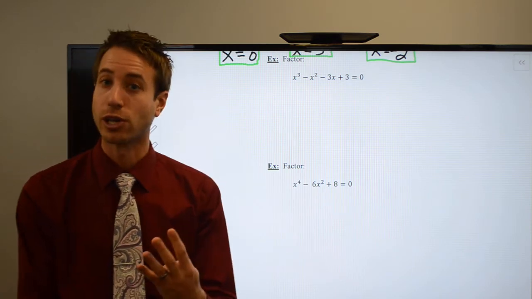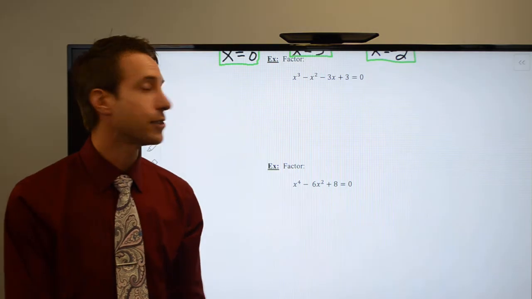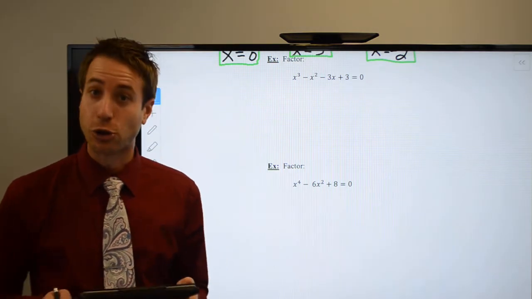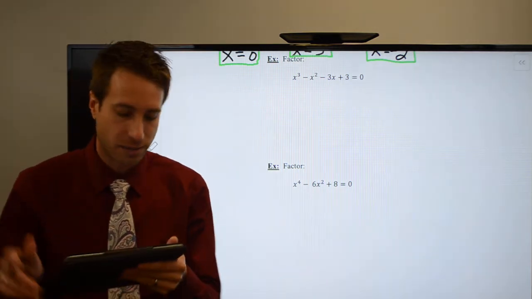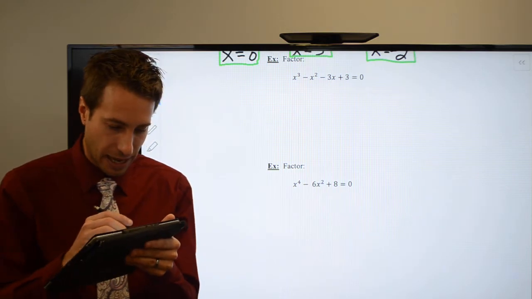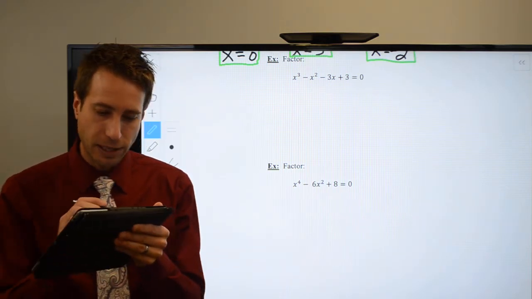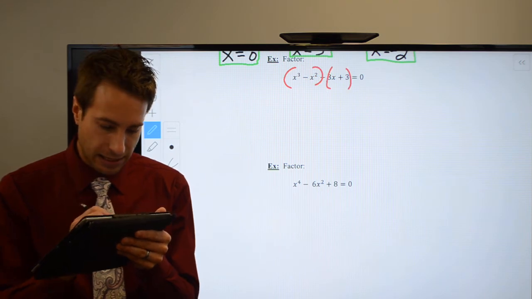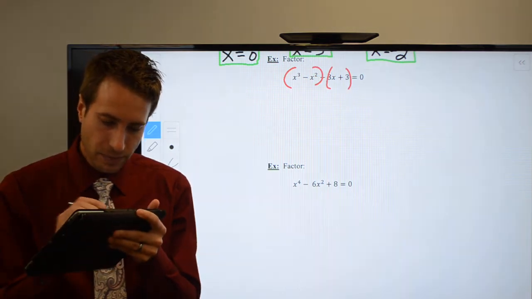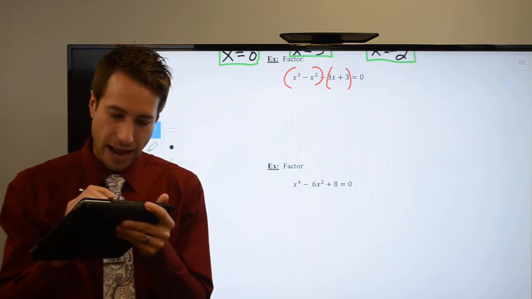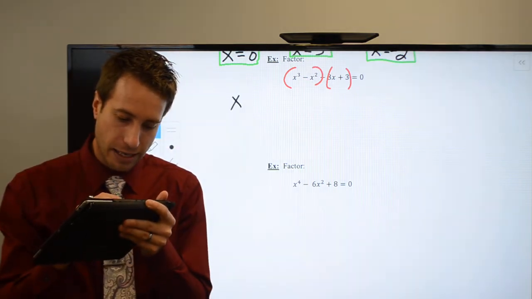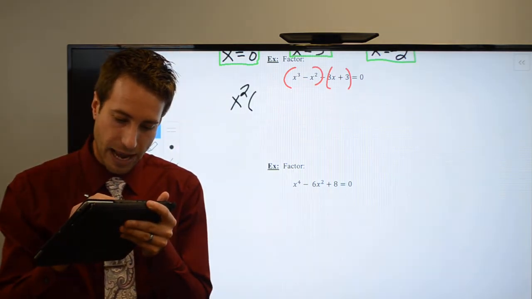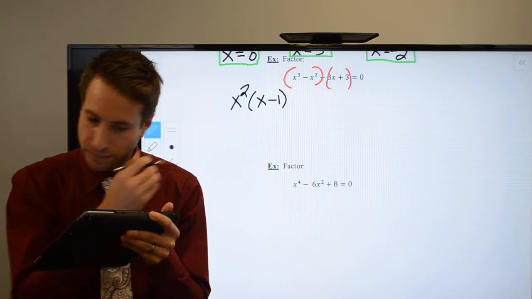Well, I've got 4 terms. They don't all have a GCF, so I'm going to try group and factor. Since I've got 4 terms, more than likely that's going to be what I need. I'll start off by simply grouping the first 2 and the last 2 and see what happens. I can pull an x squared out of that first grouping, and that's going to leave me with an x minus 1.